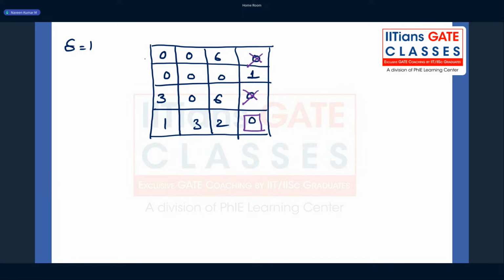If you go to row number 1, again 2 possibilities, don't allocate. Row number 2, 3 possibilities, don't allocate. Row number 3, yes, 1 possibility, allocated. As you have allocated this, you cannot allocate this, you cannot allocate this.